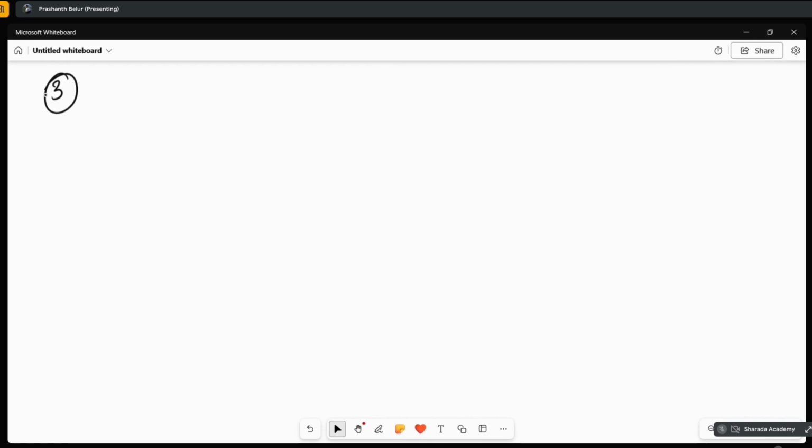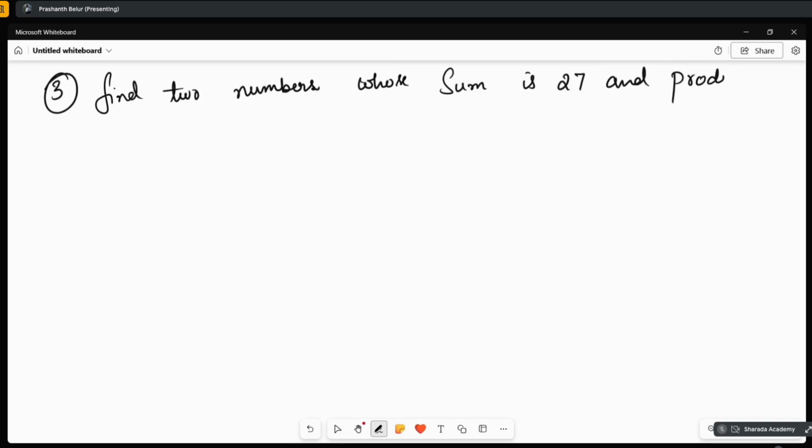Find two numbers whose sum is 27 and the product is 182. Okay. So sum of the two numbers is 27. And listen to this, because statement problems are the ones which come in the exam. So sum of two numbers is equal to 27.